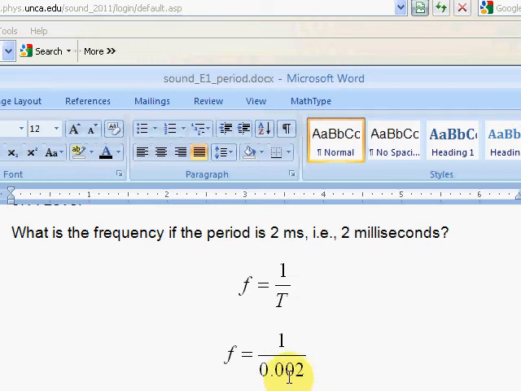1, 2, 3. Another way to do this is to say, well, what's 0.2? 0.2 is 2 tenths. And then what's 2 hundredths? 2 hundredths is 0.02. And then 2 thousandths, another 0, so 0.002. So you can kind of work up to it that way, as long as you remember that milli stands for 1,000th.